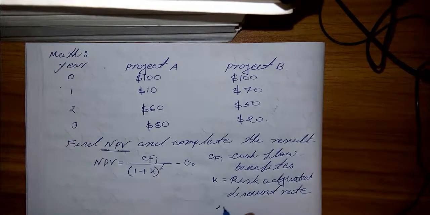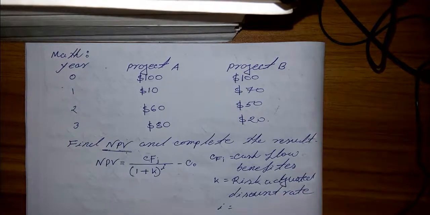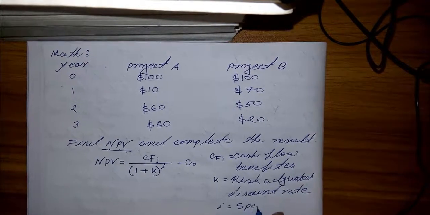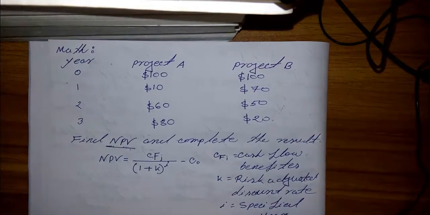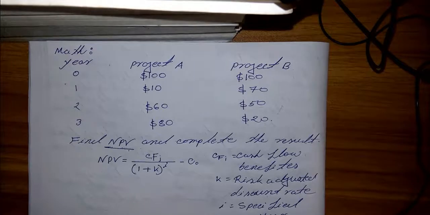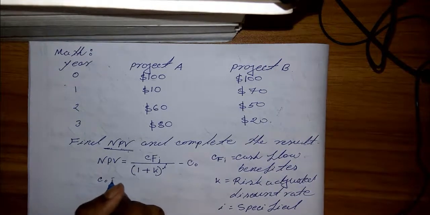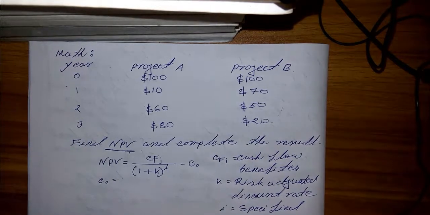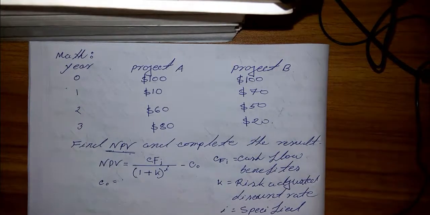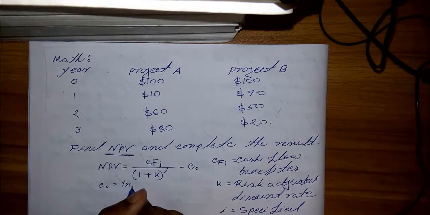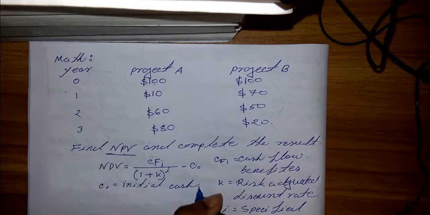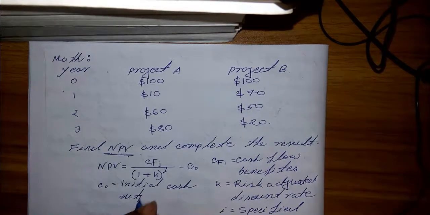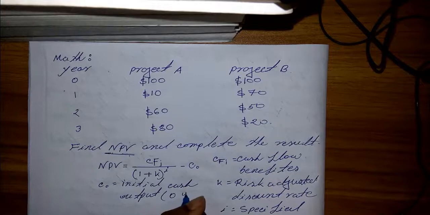Next is i. i is the specified year. Okay. And next is C naught. That C naught is the initial cash output. Okay. Initial cash output. It may be in 0 years. Okay.